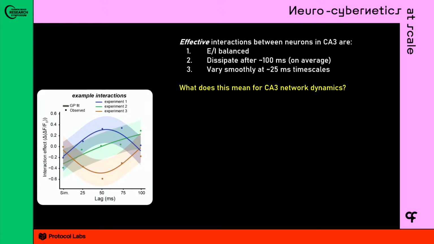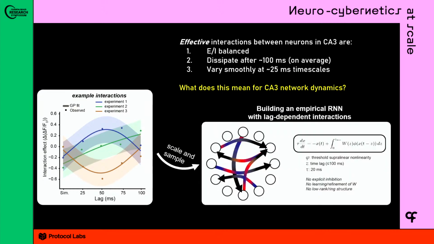Now we can ask, given these empirical observations, what does this mean for the CA3 network dynamics? The approach we took is we sampled these into an RNN. Our data is not very mechanistic, so our RNN does not have to be mechanistic either. We're really just describing pushes and pulls between cells, and that's what the RNN can do. The one change we have to make to classical RNN modeling is to add these lag-dependent interactions. That's pretty straightforward to add.